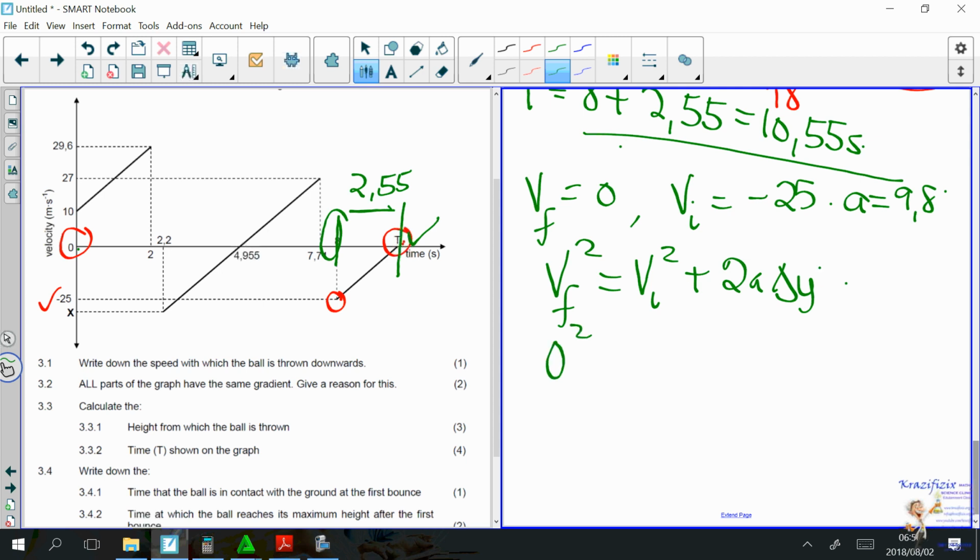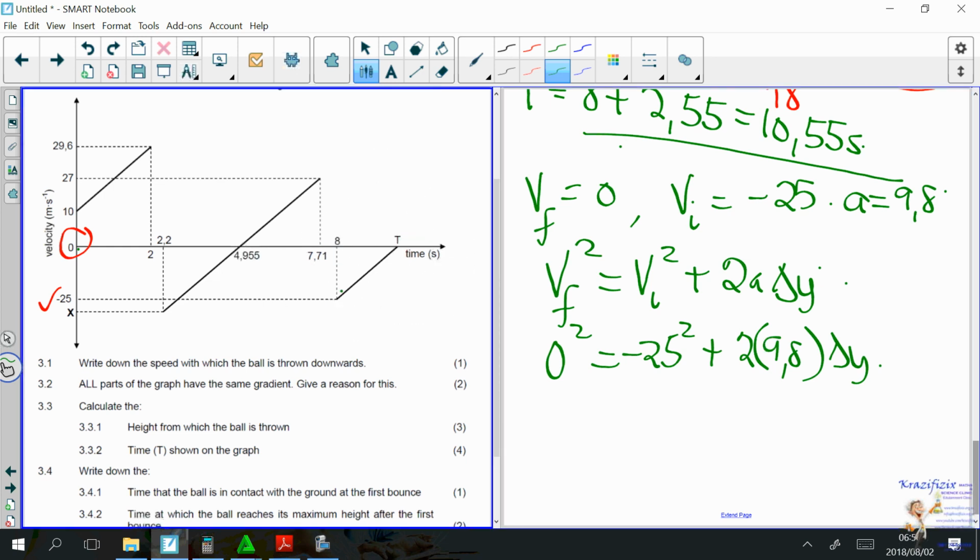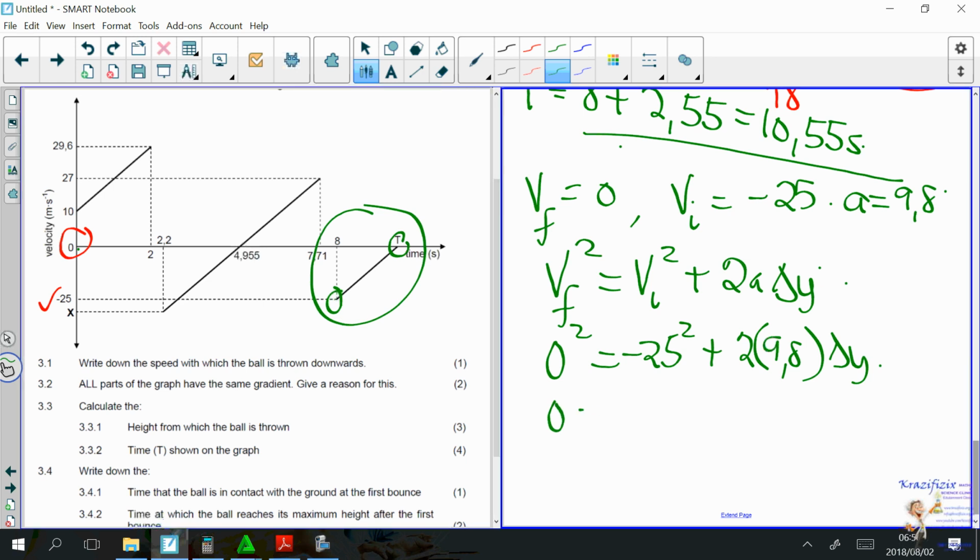My Vf is 0 squared, negative 25 squared, plus 2, 9,8. Guys, remember I am dealing with these velocities, so whatever I get must be within this frame. All right. So what am I going to have here? 0 equals 25 times 25, which should give us 625.